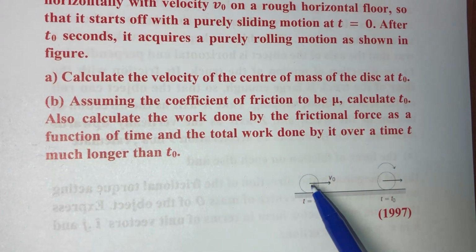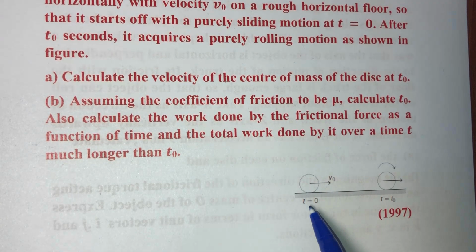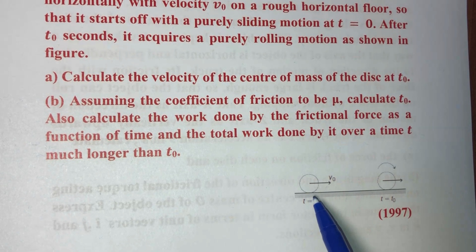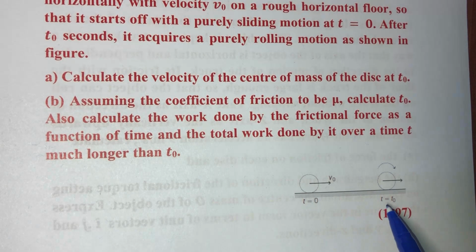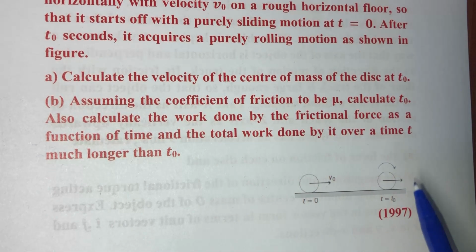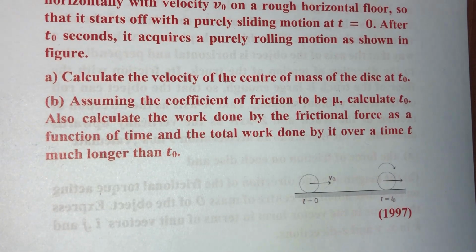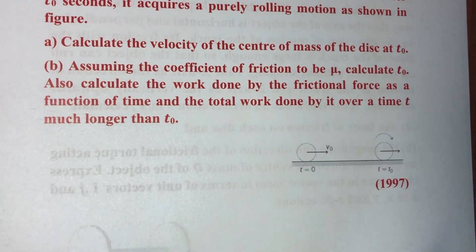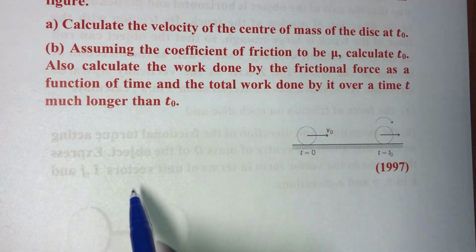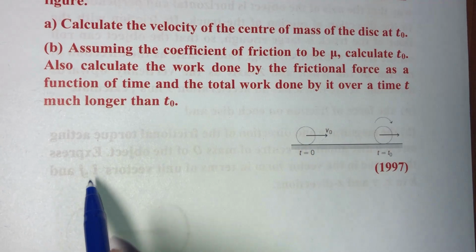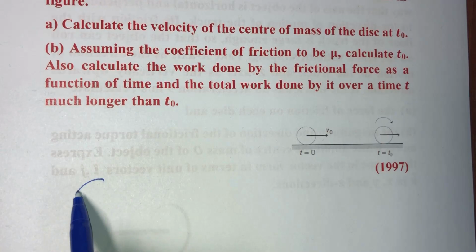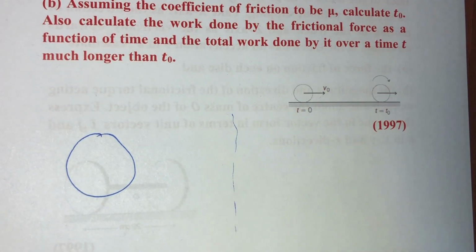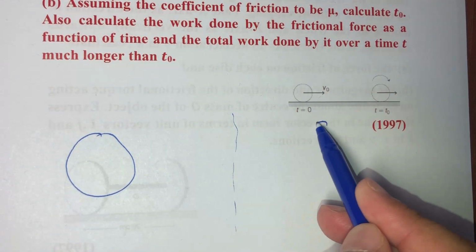So we have the disk whose mass is given as m, and initially at time t equal to 0, it is in the motion of pure sliding, and at t equal to t0, the sliding motion is changing into a pure rolling motion. So let us redraw the figure and divide it into two parts. First is when it is pure sliding, and second one when it will be pure rolling.